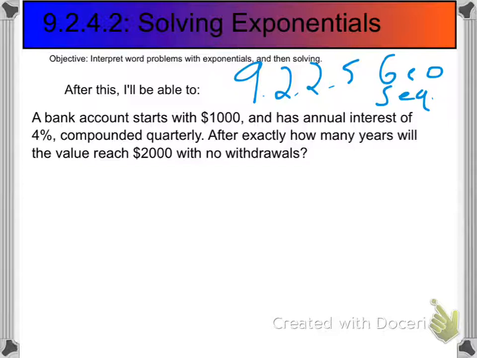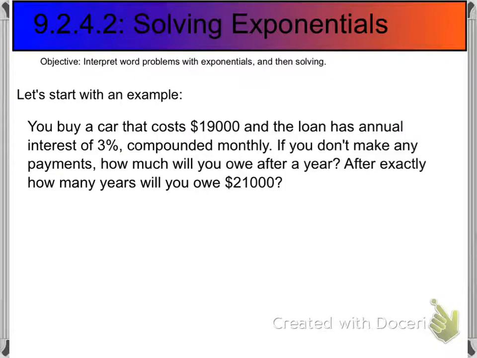You start with a certain amount of money, it goes up or down by a certain percent, and then how does that change over time? Alright, so let's start with an example. You buy a car that costs $19,000 and the loan has an annual interest rate of 3%. 3% a year is what that means, but it's compounded monthly, which means you get part of the interest assessed to you or billed to you every month.